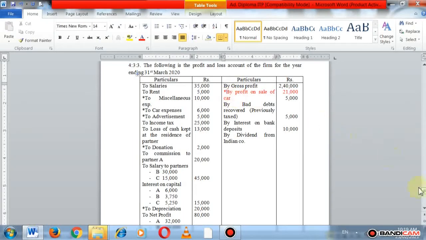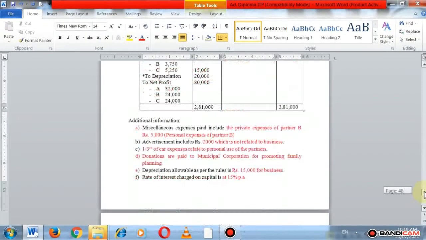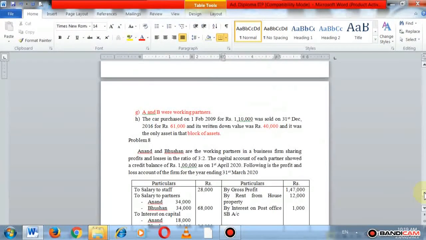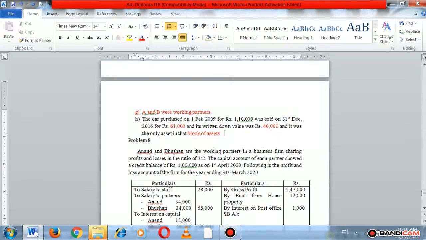Okay, so remember this. No need to read the adjustment carefully. Directly the profit on sale of asset is computed and it is given on the credit side of profit and loss account. Here it is very easy to compute the profit on sale. The value of the car on 31st December 2016 is rupees 40,000, which was sold for rupees 61,000. So 61,000 minus 40,000 is 21,000. 21,000 is a capital profit on sale of car. Okay, got it? Then we read all the adjustments.